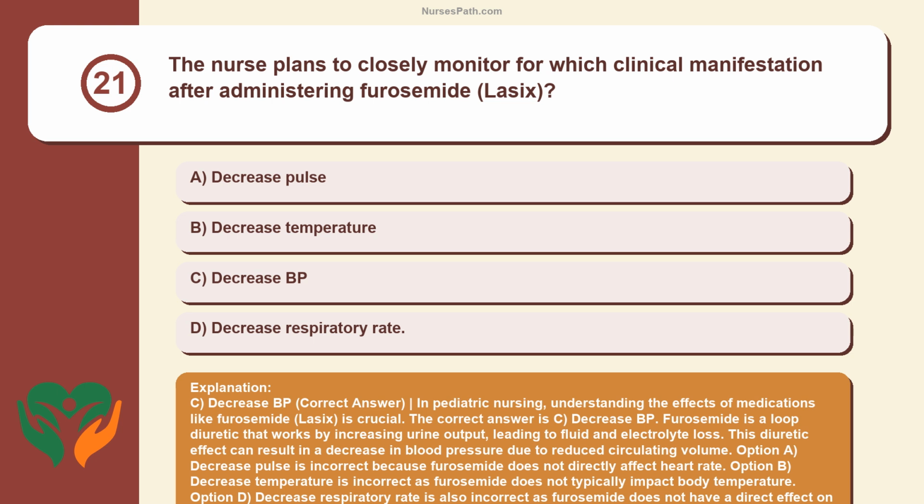Educationally, it's important to understand the expected outcomes and side effects of medications used in pediatric patients to provide safe and effective care. Monitoring for changes in vital signs and clinical manifestations after administering medications like furosemide is essential to assess the drug's effectiveness and ensure patient safety. This question highlights the need for nurses to be vigilant in monitoring pediatric patients receiving diuretic therapy to prevent potential complications related to fluid and electrolyte imbalances.